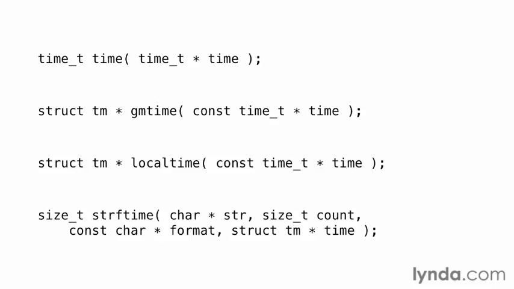gmtime and localtime both work the same. You pass them a time_t object and it returns a pointer to a struct. And strftime takes a character string buffer, a count for the size of the buffer, a format string, and a tm structure, and it will fill in that character string buffer with a formatted string up to the size of the count, and it will return the number of characters in the string.